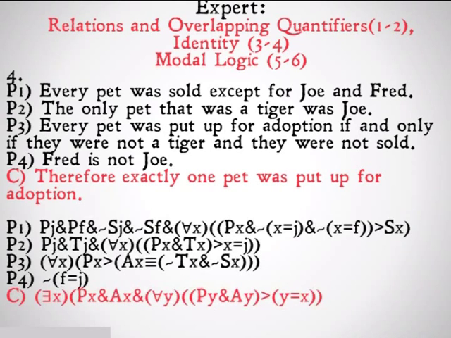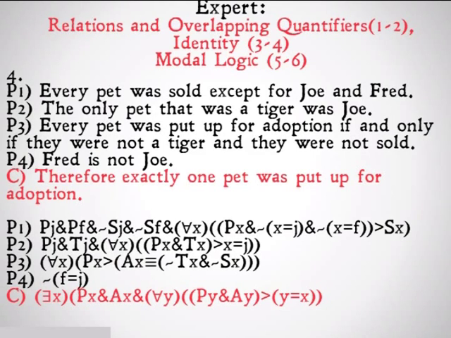Let's take a look at the translation. Joe is a pet and Fred is a pet, and it's not the case that Joe was sold, and it's not the case that Fred was sold, and for all x, if x is a pet and x is not Joe, and x is not Fred, that implies that x was sold. That's every pet was sold except for Joe and Fred. Premise 2, the only pet that was a tiger was Joe. That is, Joe is a tiger and Joe is a pet, and for all x being a pet and x being a tiger implies that x is Joe.